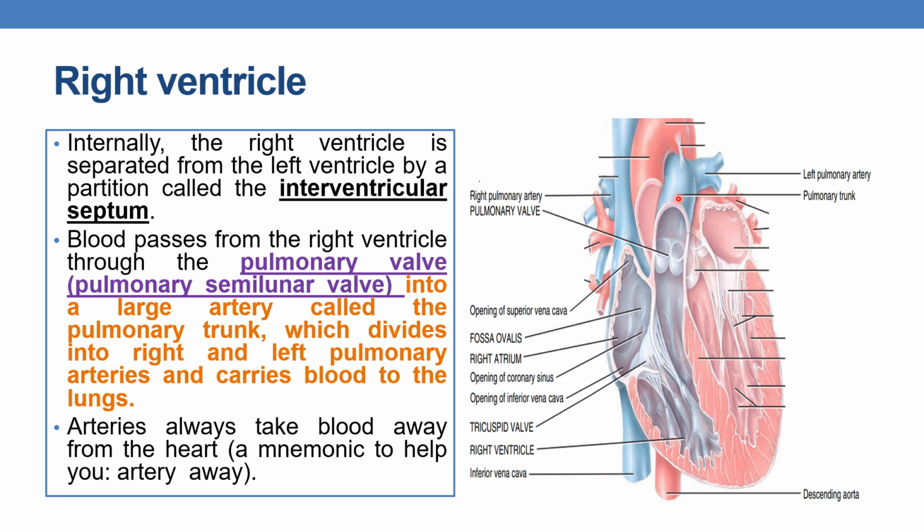This pulmonary trunk divides into the right pulmonary artery and the left pulmonary artery. This is the trunk. It divides into the left pulmonary artery, and here you can see this is the right pulmonary artery that carries the blood to the lungs. Arteries always take blood away from the heart. Remember, arteries away.